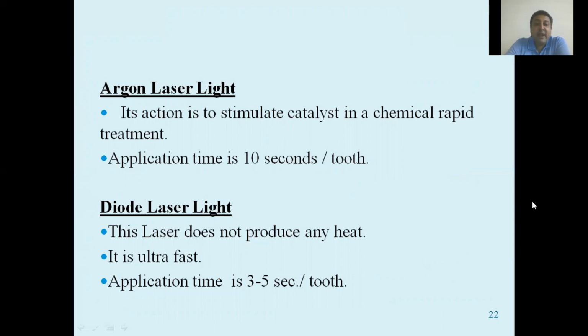Next comes the diode laser light source. This is the laser, but it does not produce heat. It is ultra fast, so the application time comes to 3 to 5 seconds per tooth.